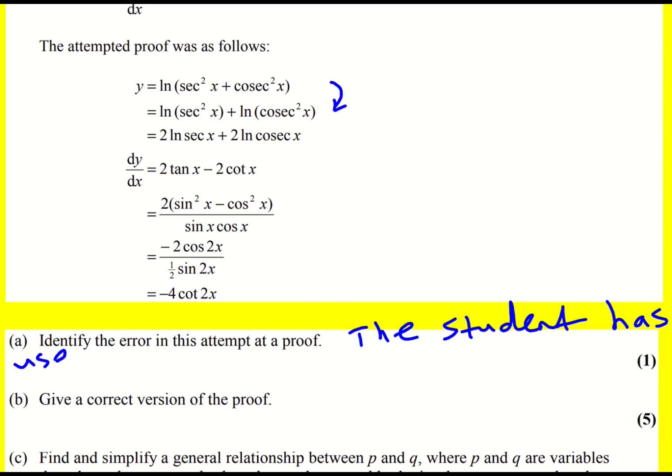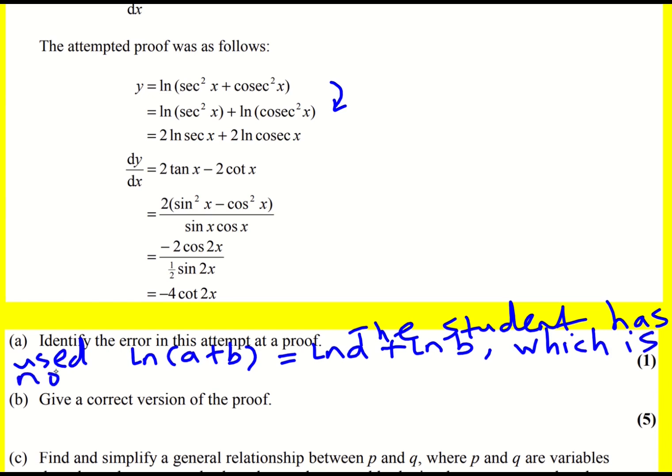So identify the student has used ln(a plus b) equals ln a plus ln b. This is not generally true. Now this is an interesting question because actually for this particular function, it turns out that it is true. You can separate it, but it's only because of certain properties that it has, and that's something this question then goes into. So that's the answer to part A.